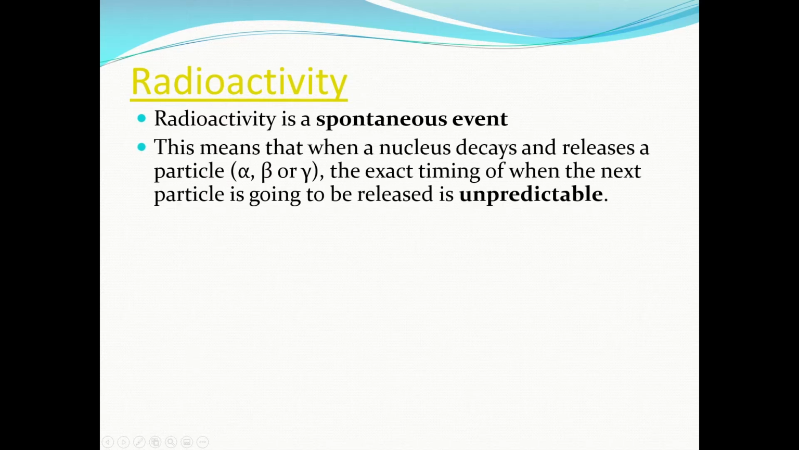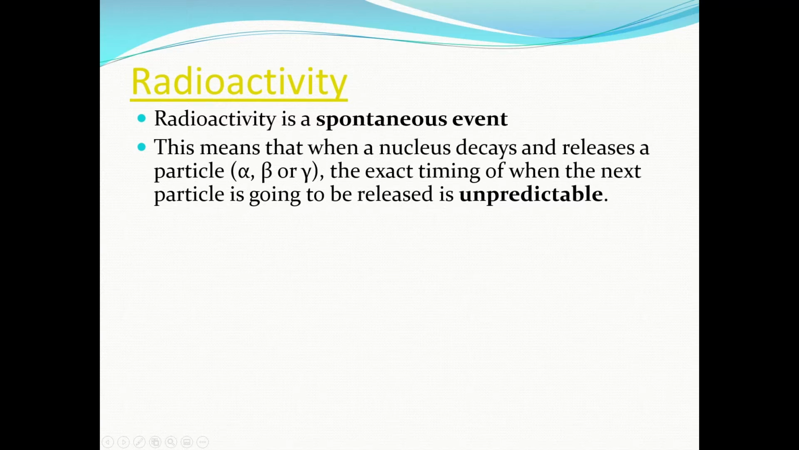So radioactivity is a spontaneous event, meaning that when a nucleus decays and releases alpha, beta, gamma, this is particle, but gamma is not particle. And I guess if you think of it as a photon, it is. The exact timing of when the next particle is going to be released is unpredictable, right? So you don't know when it's going to decay or not.